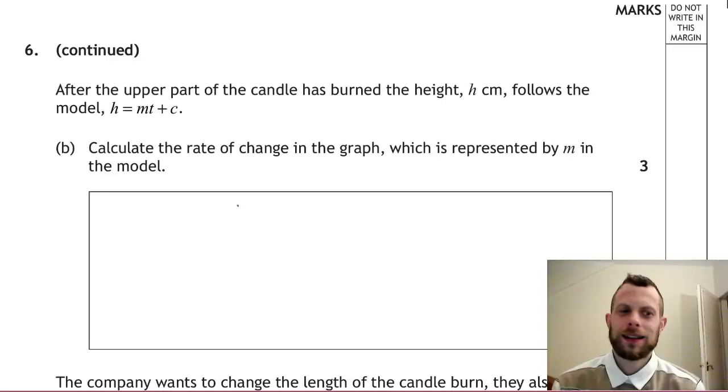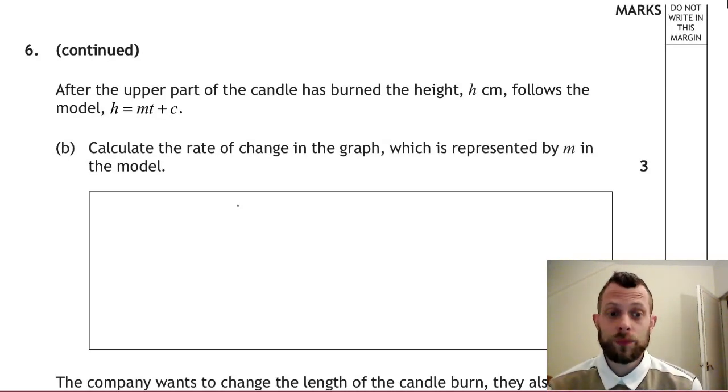Okay, now on to part B. We're saying the straight line portion of the graph has the equation h equals mt plus c, which you can recognize as a standard equation of a straight line. And we want the rate of change of the graph, which is represented by m. So a rate is something divided by something. In this case, it's going to be the change in height divided by the change in time.